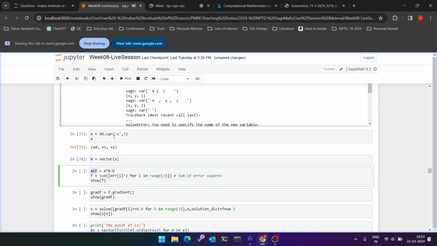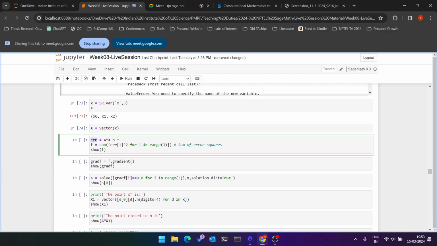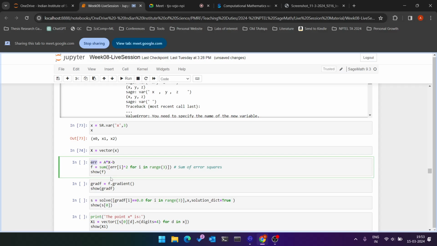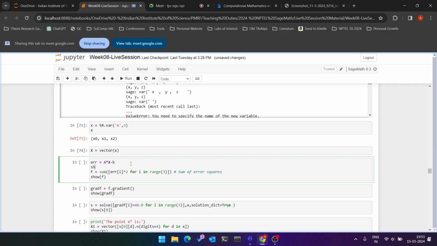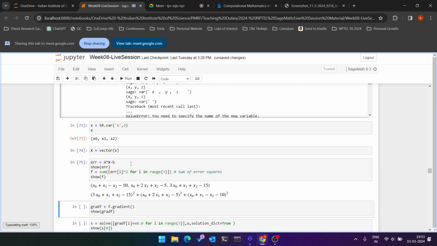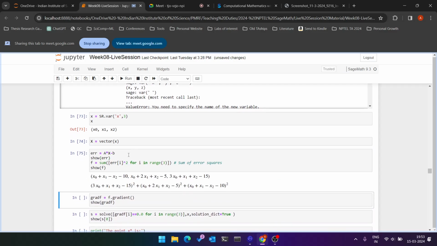Before going to the QR factorization, I'll first go through a simpler least squares method, where we try to minimize the error. The error is defined as matrix A times vector x minus b, and then we define the function f to be the sum of squares of the error terms. So if I do, say, show error, the error basically is Ax minus b, a 3 by 1 vector, and the sum of squares of each of the terms of the vector gives me the function f.